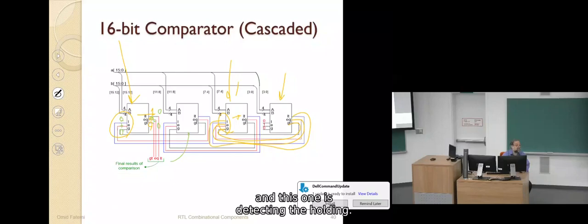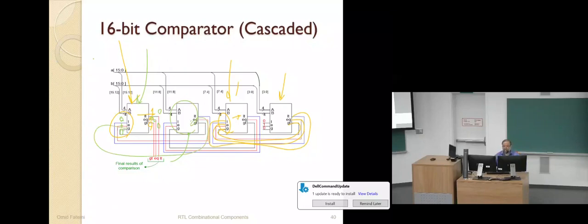Okay? Got it? So again, I am saying, starting from the most significant part, which is A15 to A12, we compare them. If they are greater or less than, that's it. So the whole number is greater or less. If they are equal, then we have to look at the result of this comparator and so on. Okay? Any questions?